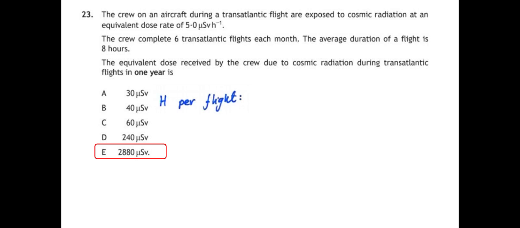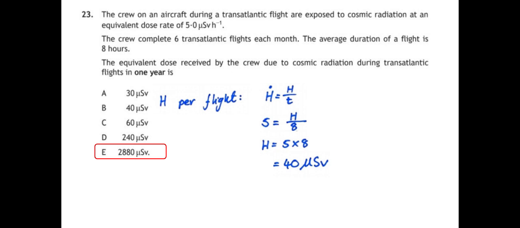well, if we work out the equivalent dose per year, the equivalent dose per flight, we have the equivalent dose rate equals equivalent dose over time, which is equivalent dose rate is 5 microsieverts per hour. The time of one flight is 8 hours. So the equivalent dose is going to be 5 microsieverts per hour times 8 hours, which is 40 microsieverts for one flight.